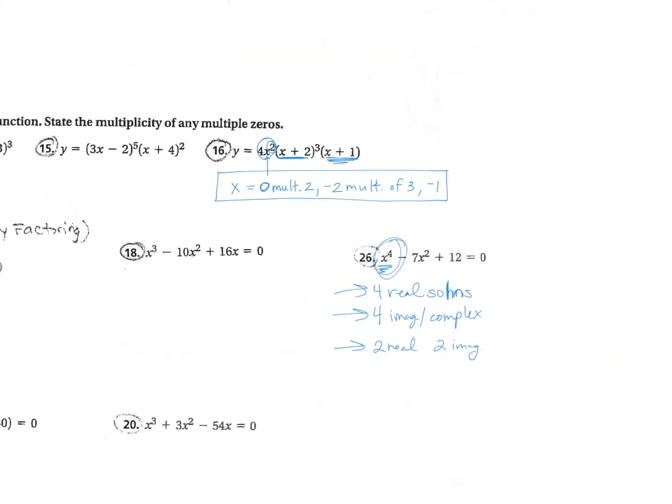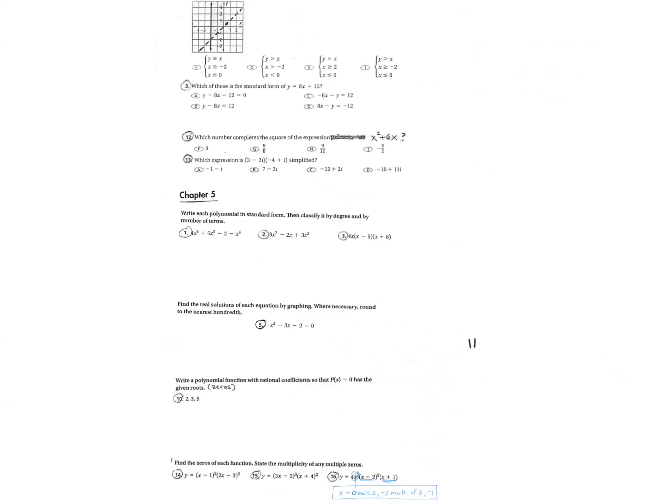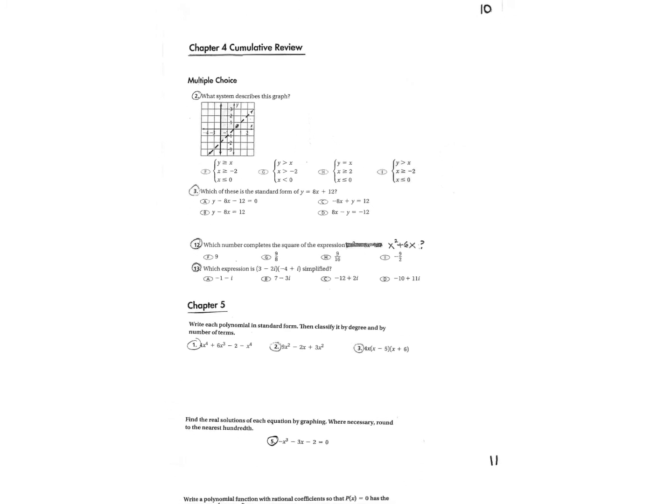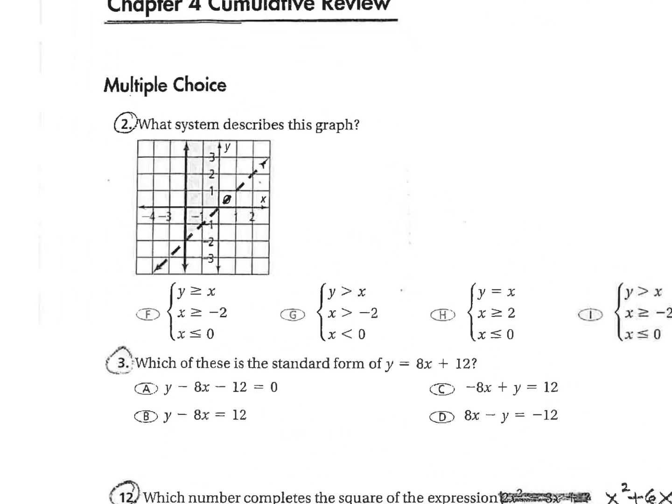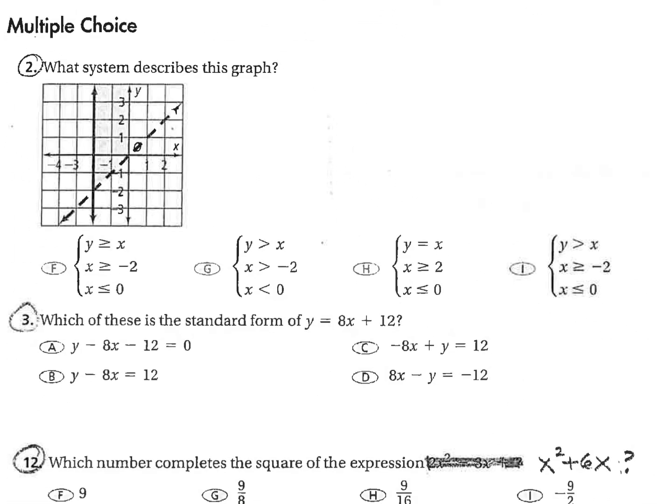Number 2 on page 11. This one, the graph? Okay. Number 2 says, what system describes this graph? So here's what you're looking at. First of all, there was supposed to be shading here and it didn't show up very well. This is shaded. Which means you have this line as a barrier, this line as a barrier, and this line as a barrier. So that maybe would clear things up for you a bit.